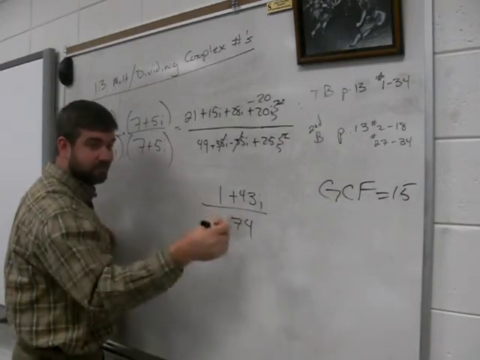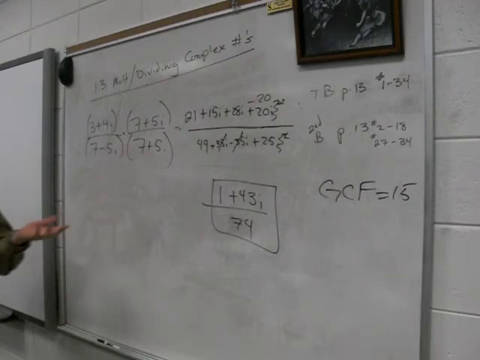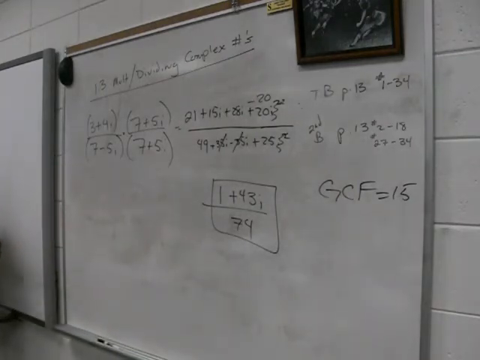Does anything cancel? No, it does not. So that's our final answer. Nothing may cancel, right? 43 and 74, they don't have a GCF. Nothing cancels. So every time you divide, we just multiply. You do the bottom, not the top.